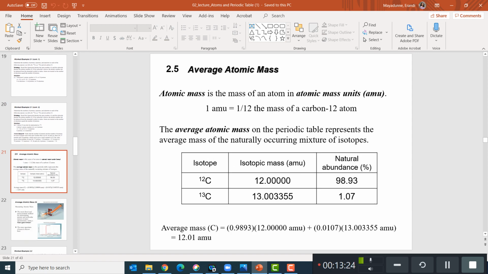And also, now you know what the mass number and atomic number are. I want to let you know about something called isotopes. Majority of the elements in the periodic table have isotopes. Isotopes have the same number of protons but a different number of neutrons.